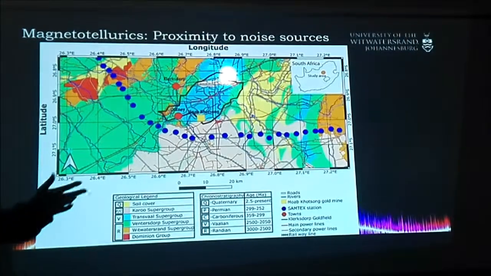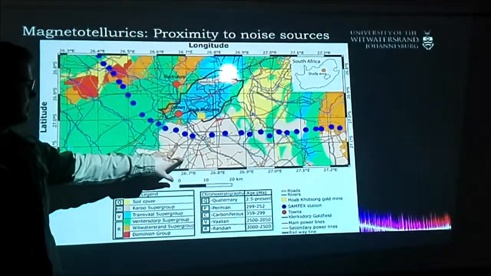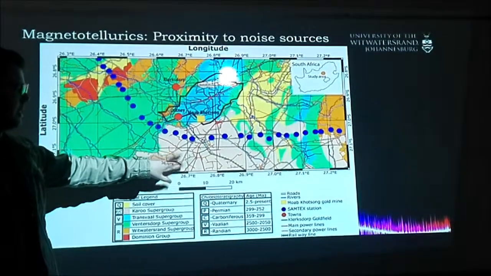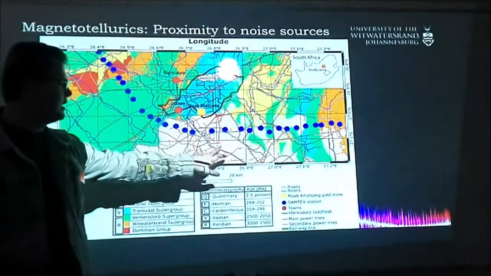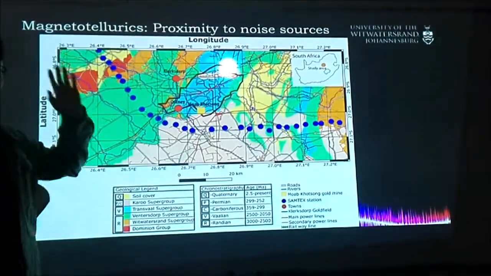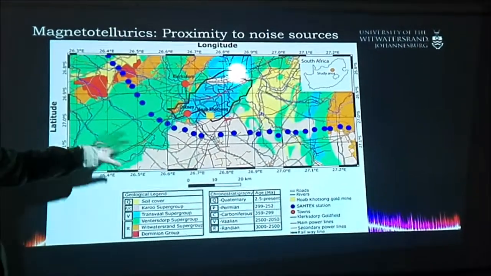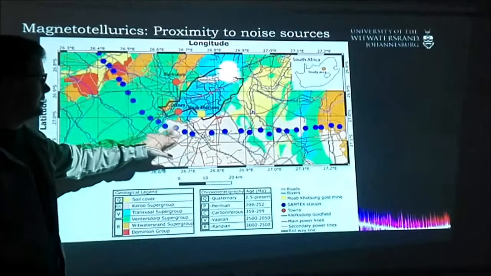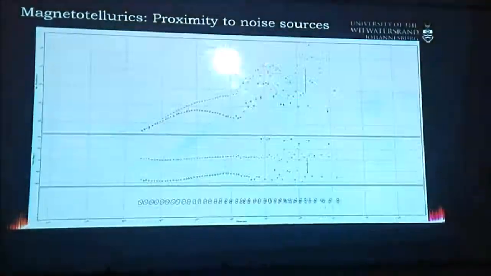For example, in the project I'm working on at the moment, these orange and red lines are the high voltage lines, the black is railway lines, and these blue dots are the SAMTEX stations, part of that large MT experiment across South Africa. They were done alongside these railway lines. So I'll show you what it does to the data.